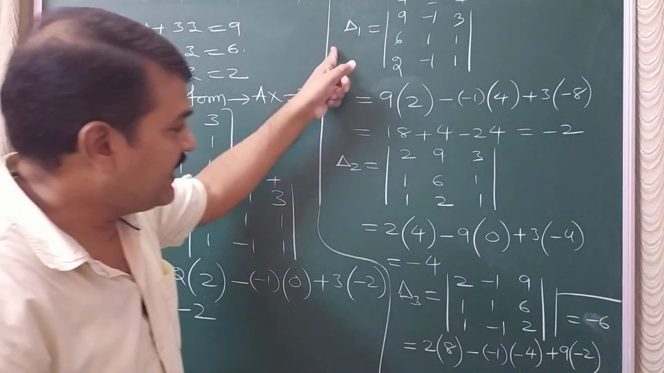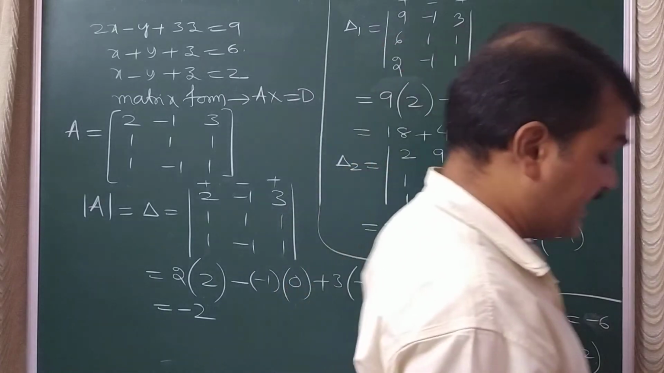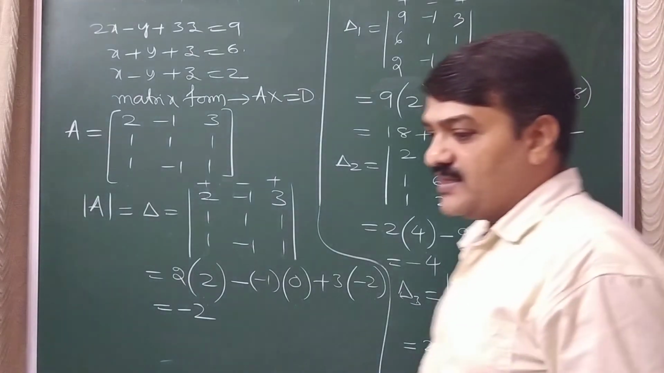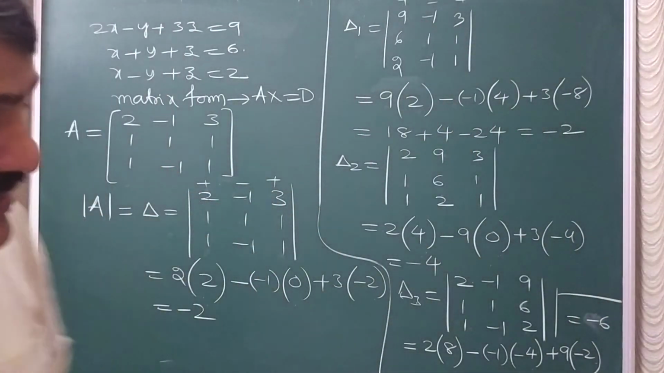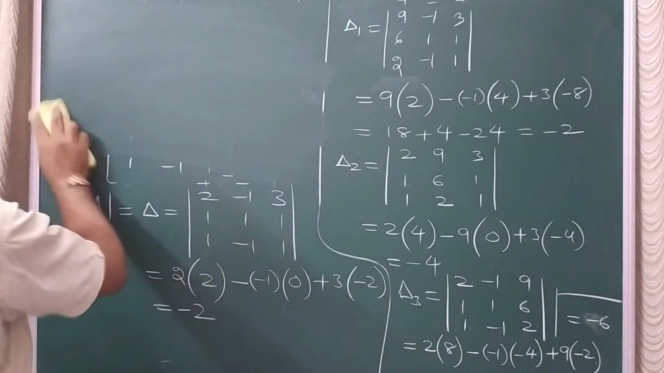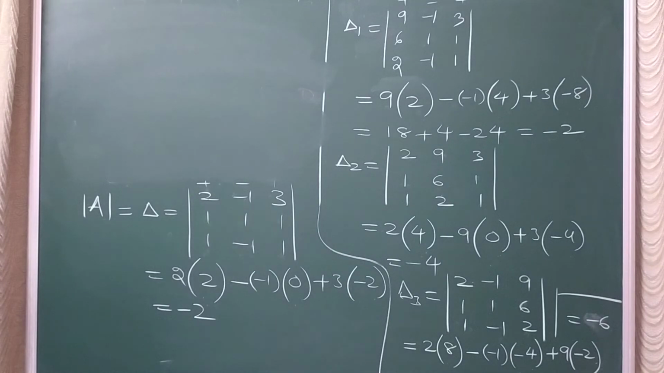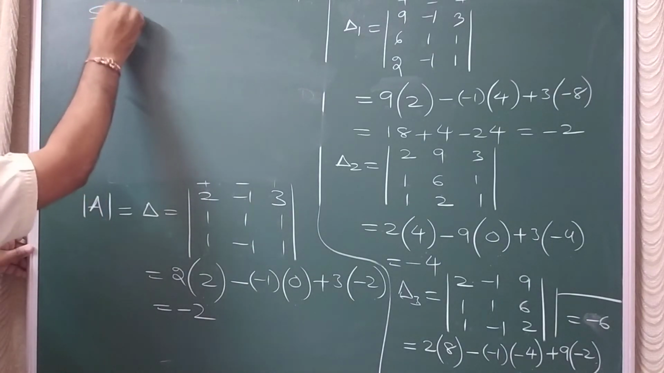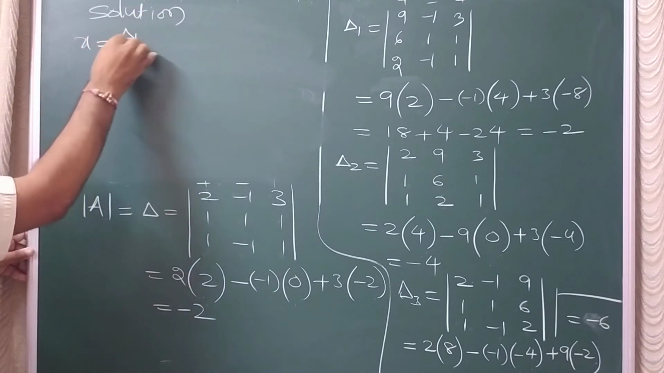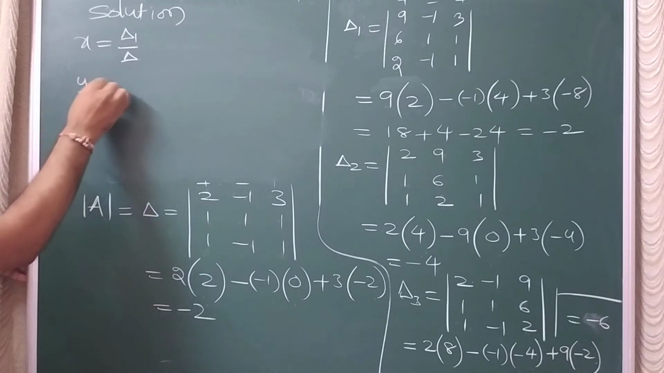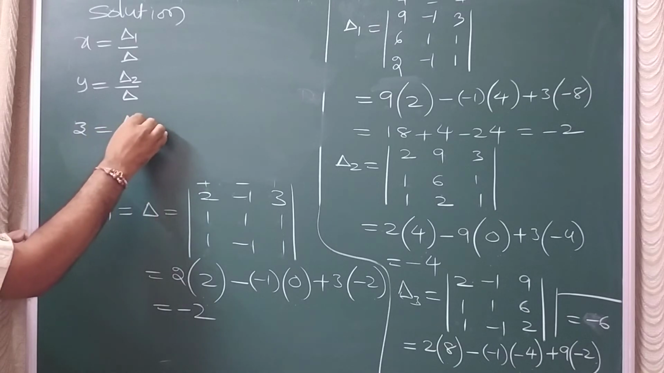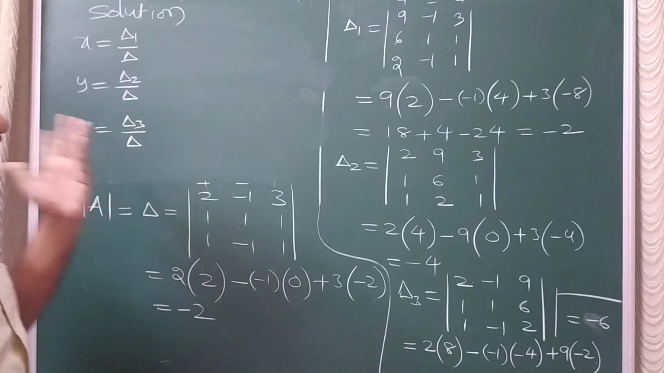So delta 1 is minus 2, delta 2 is minus 4, delta 3 is minus 6. So these are delta 1, delta 2, delta 3, delta, all 4 determinants we have determined. So once you get all the 4 determinants, just use the formulas. So what is Cramer's rule formula? X is equal to delta 1 by delta, y is equal to delta 2 by delta, z is equal to delta 3 by delta. So this is the formula of Cramer's rule.